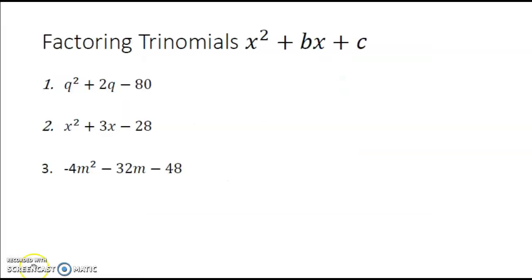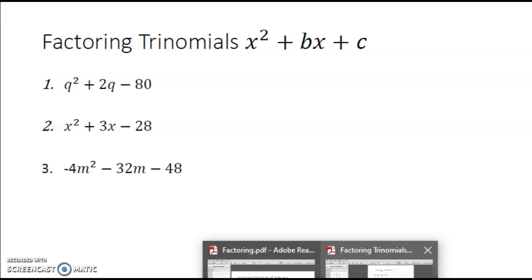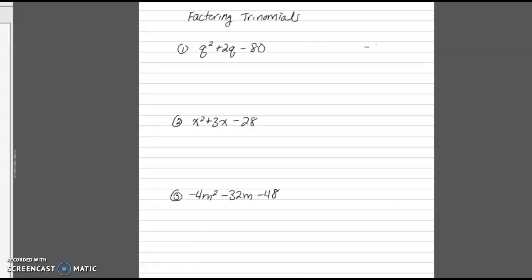So we have these 3 examples that we're going to talk about factoring. So let's talk about the first one. All right, so we have q squared plus 2q minus 80. So we see that our leading coefficient is 1, we have the variable squared, the second term has a variable to the first, and the last term is a constant.